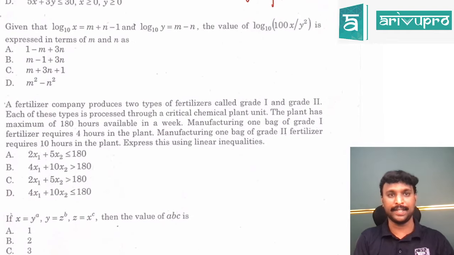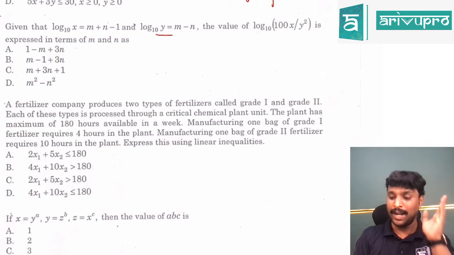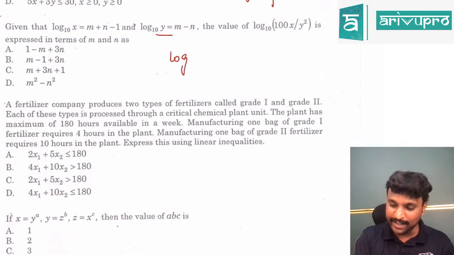Log X to base 10 is given. Log Y to base 10 is given. So they are asking us to find log 100x by y square. Guys, you know log m by n is log m minus log n. So I can write this as log 100x minus log y square, and both have the base as 10.